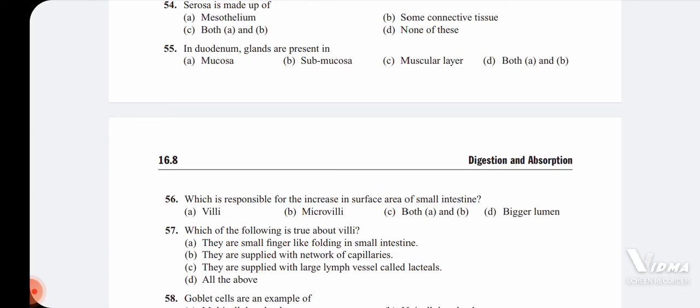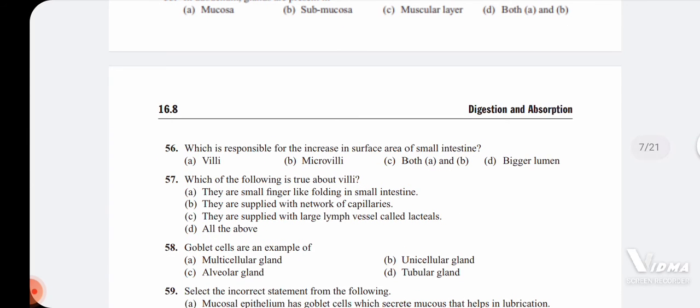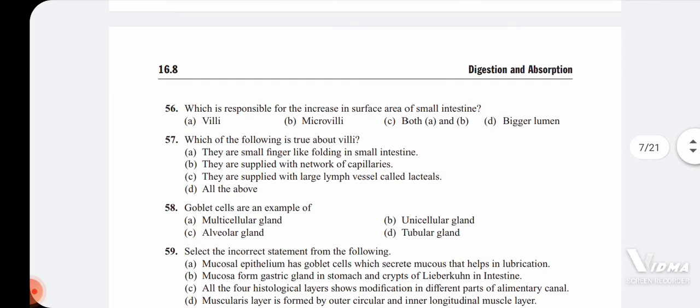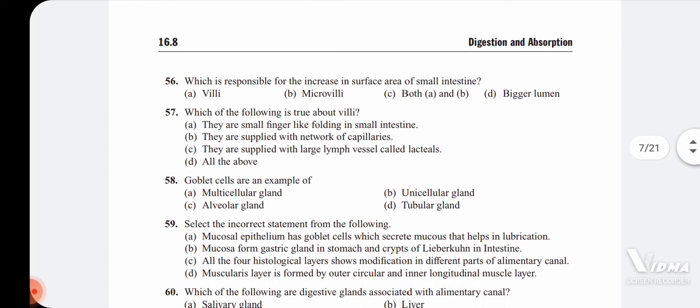Next, 56th question, which is responsible for the increase in surface area of the small intestine? What is the use of it? To help in absorption. Who increases the surface area of absorption in the small intestine? First, it is the villi. On the villi, the brush border epithelium cells are called microvilli. So the answer is both option A and option B, which is given in option C.